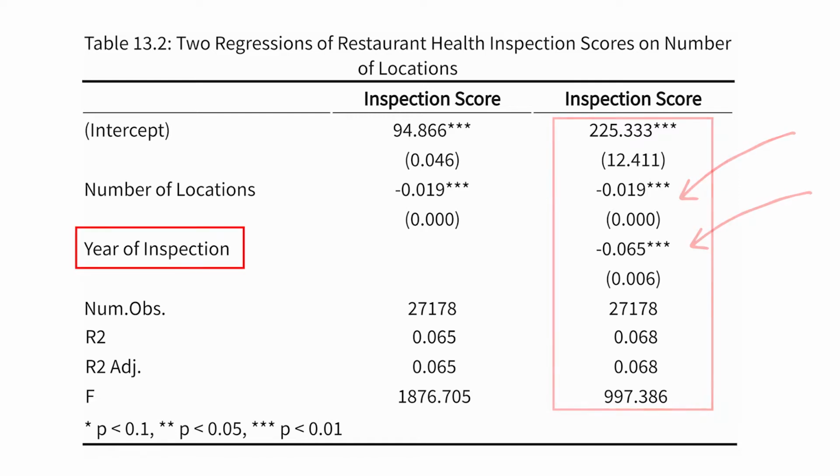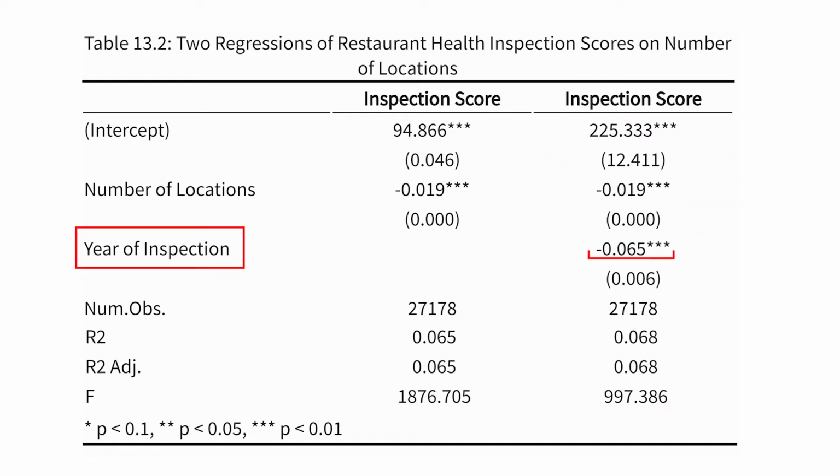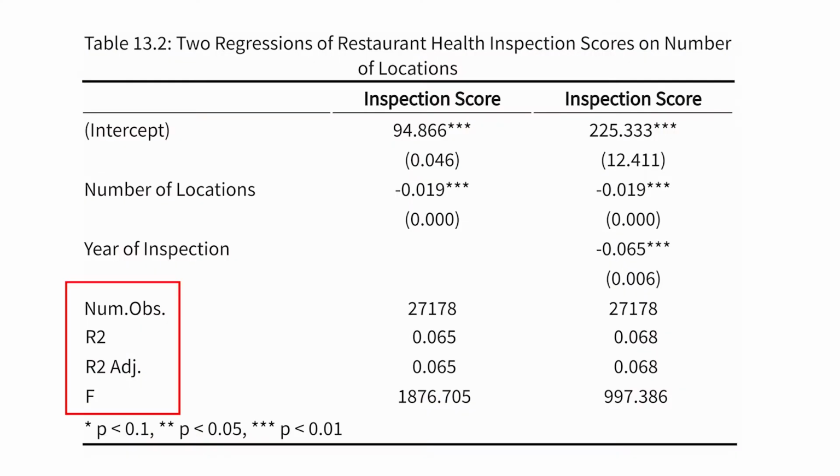of inspection. We can see an estimate of negative 0.065. We can see that the standard error is 0.006. And we can see that the p-value is somewhere less than 0.01. So that's how we can read the individual coefficient entries. How about if we look below to some of the summary statistics about the regression? This is a common thing that you will see in regression tables, just some information about the regression itself.